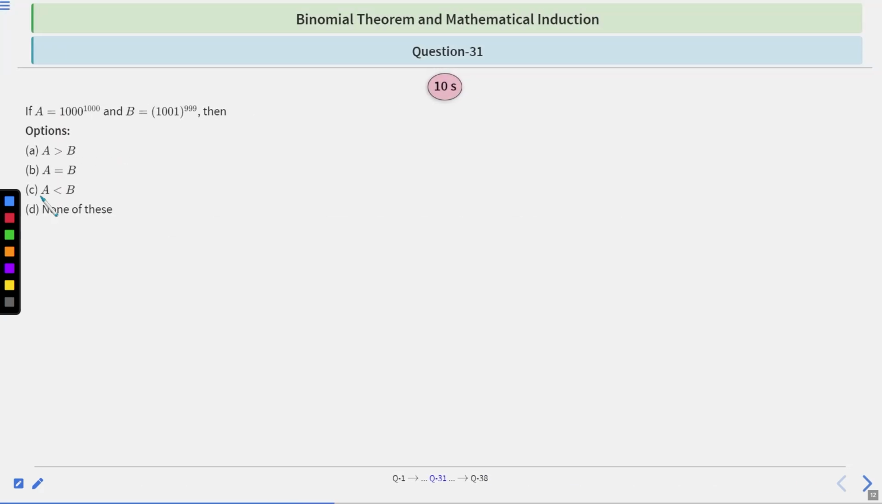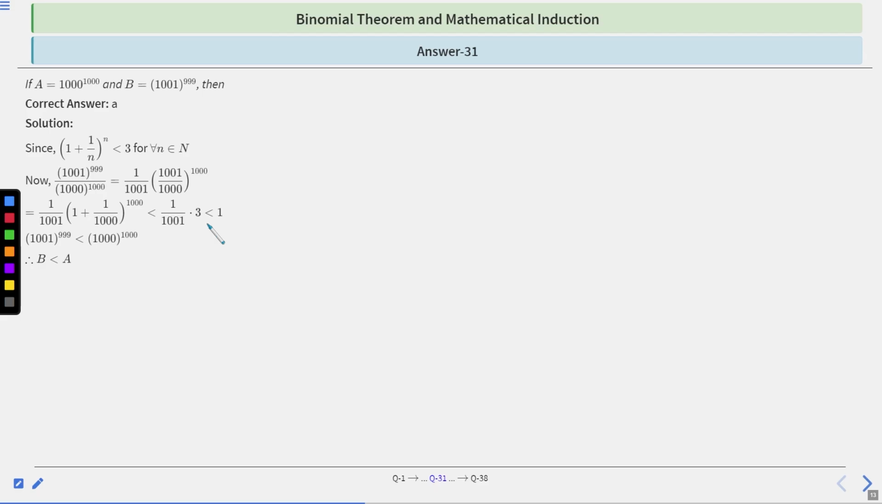Question number 31. It says, if A is 1000^1000 and B is 1001^999, then which option is correct? So you have 10 seconds to solve this question. After 10 seconds, we will discuss the solution. Okay, let's move to the solution part.